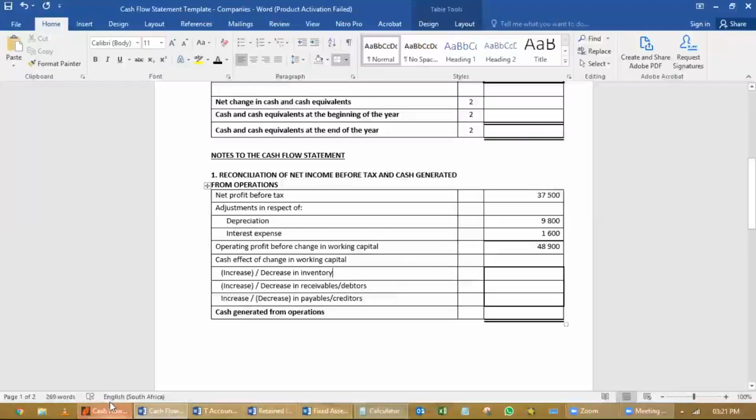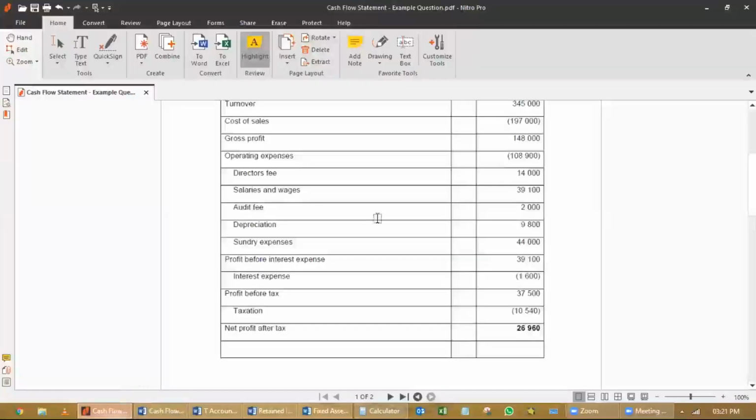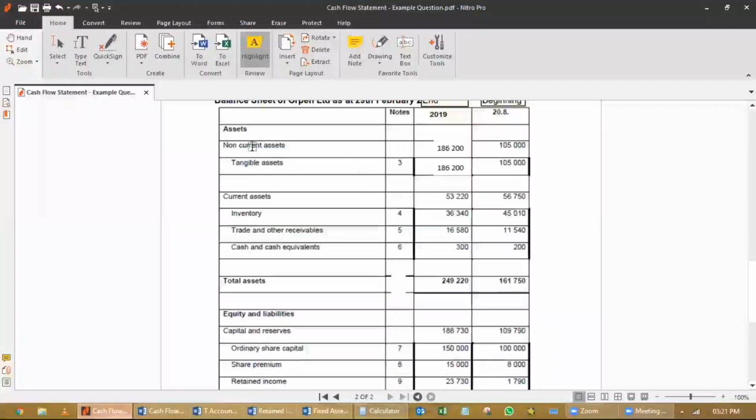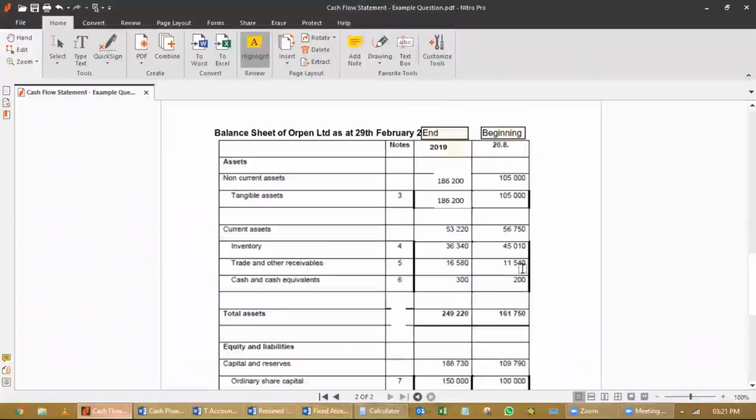So let's look at inventory. These amounts we will find in the balance sheet. Inventory is an asset. Here we find inventory. In the beginning of the year, my inventory was 45,010. At the end of the year, my inventory is 36,340. You'll immediately notice here that there was a decrease in inventory.